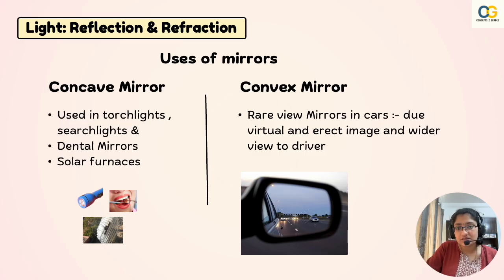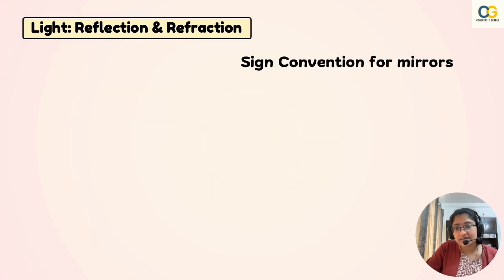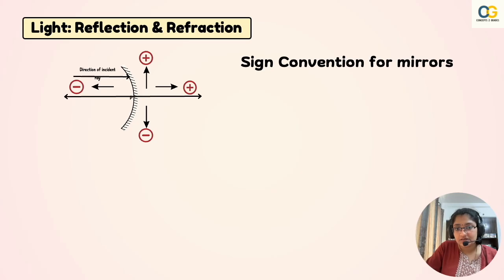So these are the uses of these mirrors. Coming to the sign convention for mirrors. So here we'll learn the different sign conventions of mirrors. Here you understand that the pole of the mirror is considered the 0 of your number line, which is having 1, 2, 3, etc.